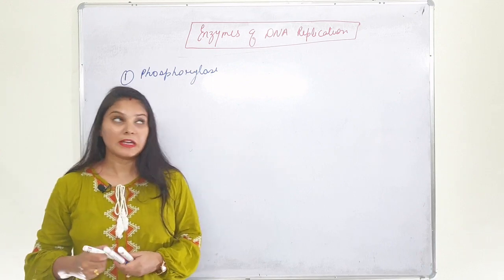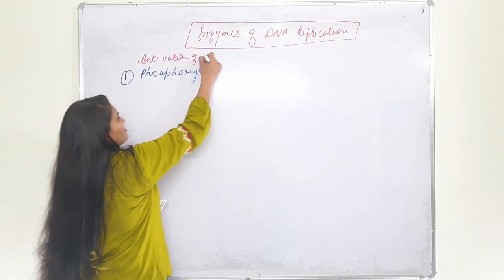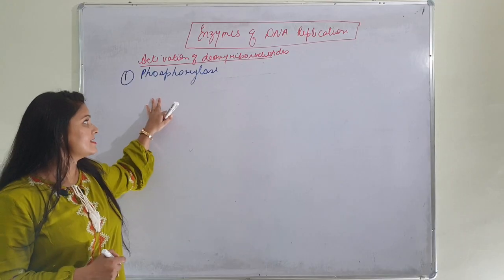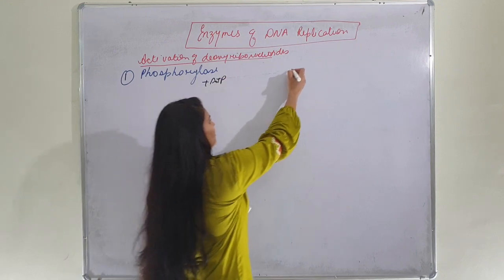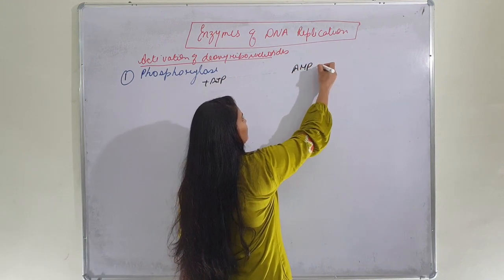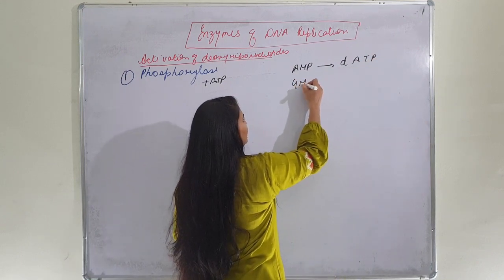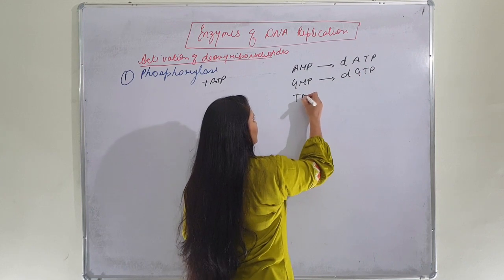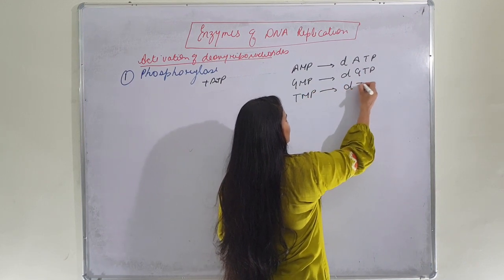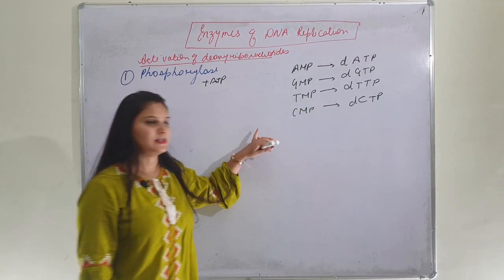The first step in DNA replication is activation of deoxyribonucleotides. The enzyme phosphorylase, along with energy, converts AMP, adenosine monophosphate, to ATP, GMP to GTP, TMP to TTP and CMP to CTP.